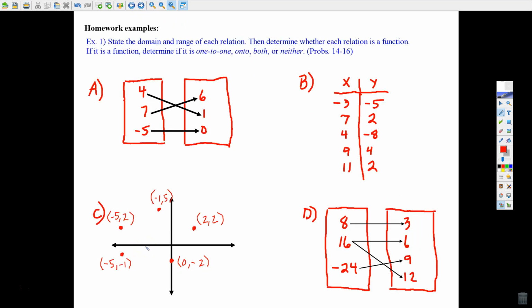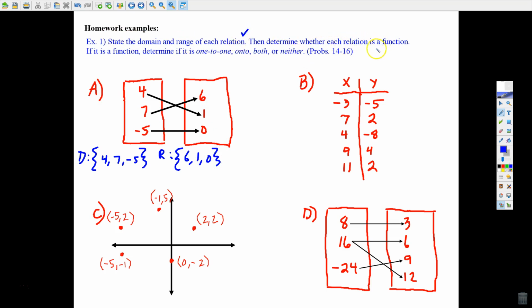Okay, so with that said, we'll get to some homework examples. A lot of things to do here. First of all, state the domain and range of each relation. So remember domain, we're going to say it like this, domain D, and we'll use the curly braces for set notation. And domain will be these x values: 4, 7, -5. Range will be the numbers that are being mapped onto: 6, 1, and 0. That takes care of state the domain and range.